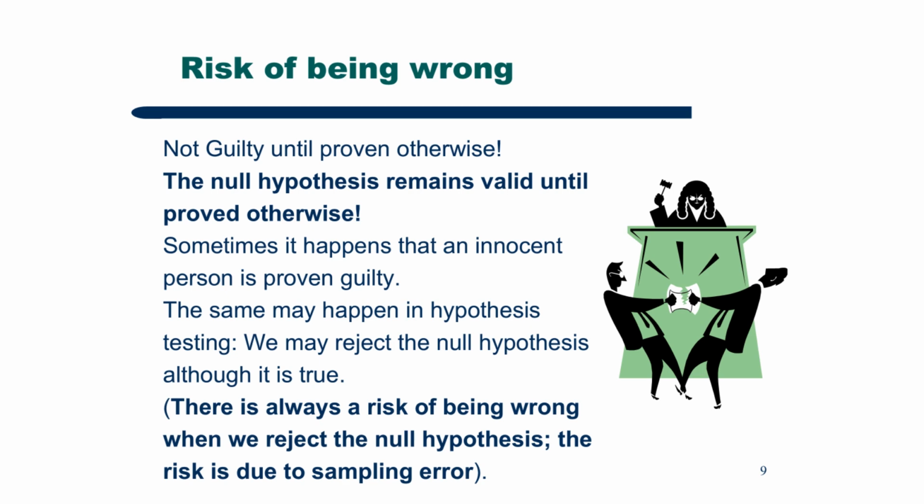The slide, titled Risk of Being Wrong, explores the uncertainty in hypothesis testing by comparing it to the legal principle, not guilty until proved otherwise. It explains that just as an innocent person may be mistakenly proven guilty, the null hypothesis can be rejected despite being true. The slide highlights that this risk stems from sampling error in statistical analysis.